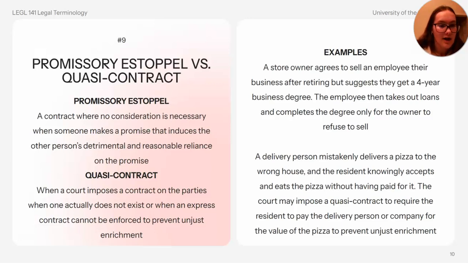A quasi-contract is when a court imposes a contract on the parties when one actually does not exist or when an express contract cannot be enforced to prevent unjust enrichment. For example, a delivery person mistakenly delivers a pizza to the wrong house, and the resident knowingly accepts and eats the pizza without having paid for it. The court may impose a quasi-contract to require the resident to pay the delivery person or company for the value of the pizza to prevent unjust enrichment.